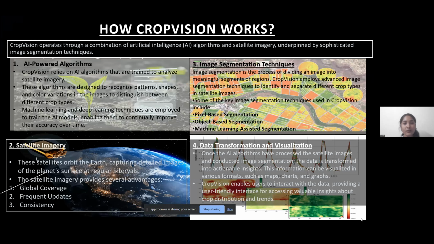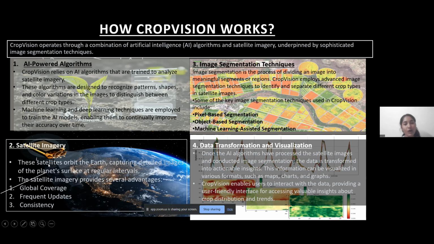So Crop Vision operates through a combination of artificial intelligence algorithms and satellite imagery underpinned by sophisticated image segmentation techniques. So first is AI powered algorithms. Crop Vision relies on AI algorithms that are trained to analyze satellite imagery, and these algorithms are designed to recognize patterns, shapes, and color variations in the images to distinguish between different types of crops. And machine learning and deep learning techniques are employed to train the artificial intelligence models, enabling them to continually improve their accuracy over time. Then we have satellite imagery.